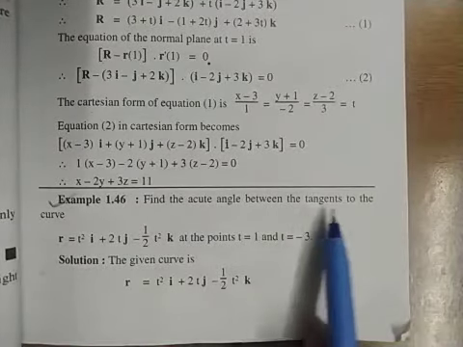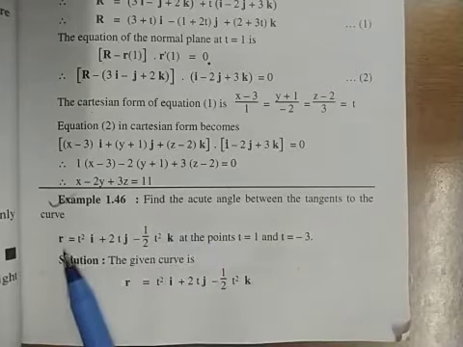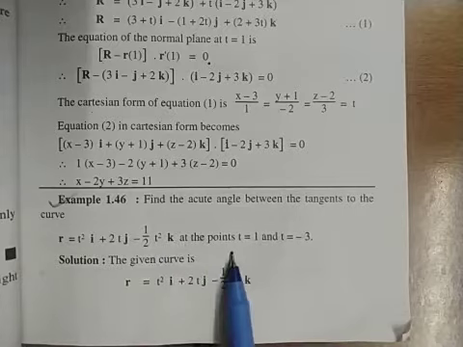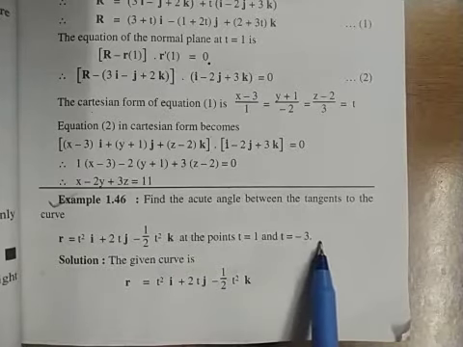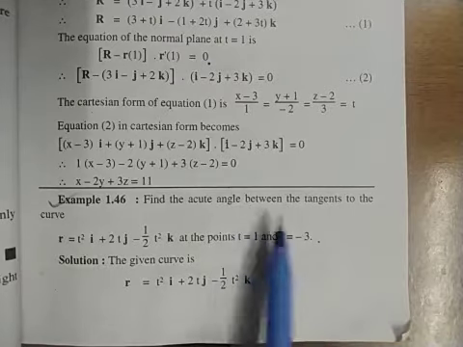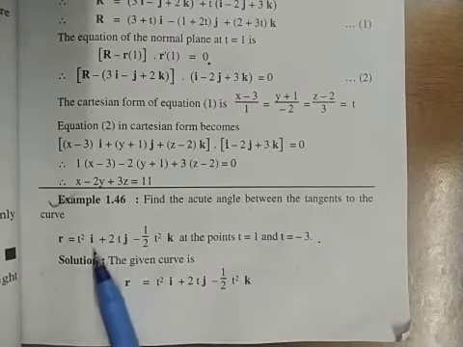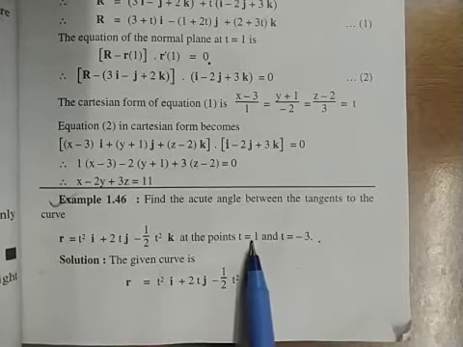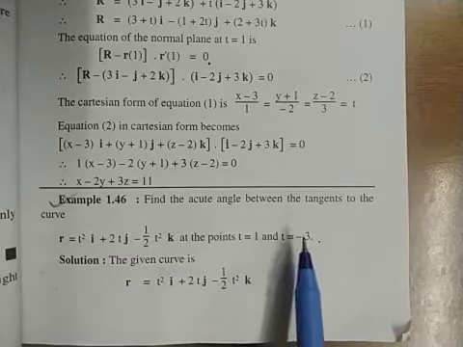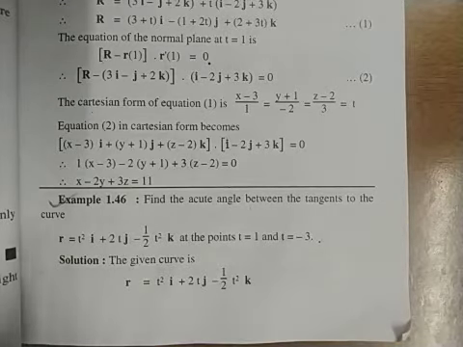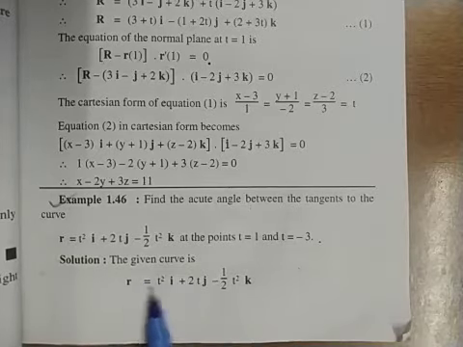Find the acute angle between the tangents to the curve r equals t² i plus 2t j minus 1/2 t² k at the points t equals 1 and t equals minus 3. We have to find the acute angle between the tangents to the curve. This is the given curve. At the point t equals 1, we plot the tangent. At the point t equals minus 3, we plot the tangent, and we have to find the angle between the two tangents.